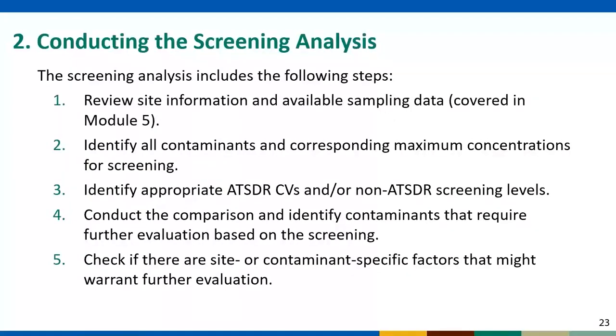Now we're in the second section of this webinar, which is conducting the screening analysis. There are 5 steps in our screening analysis process. The first of those steps is to review site information and available sampling data, which you covered in Module 5 of FAT. The second step is to identify all contaminants and corresponding maximum concentrations for screening. The third step is to identify appropriate ATSDR CVs and/or non-ATSDR screening levels. The fourth step is to conduct the actual comparison and identify contaminants that require further evaluation based on screening.